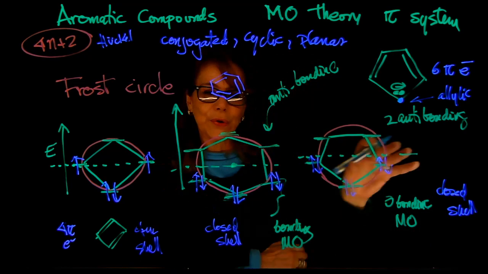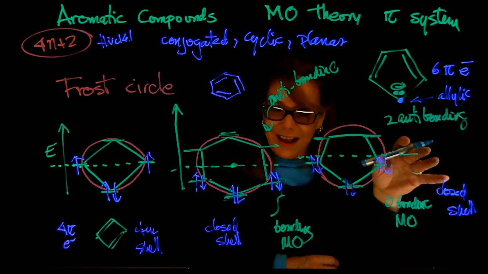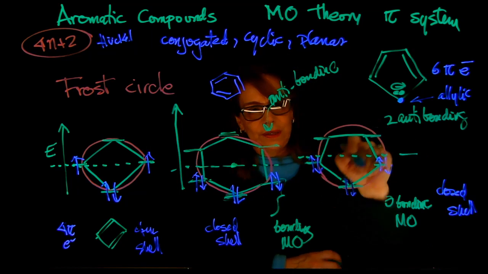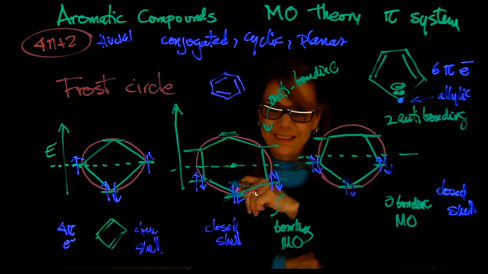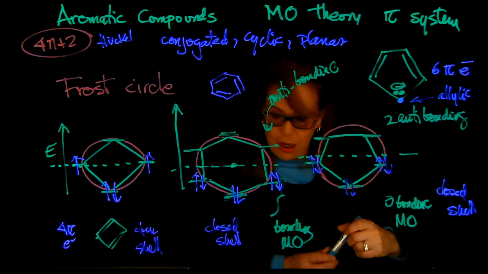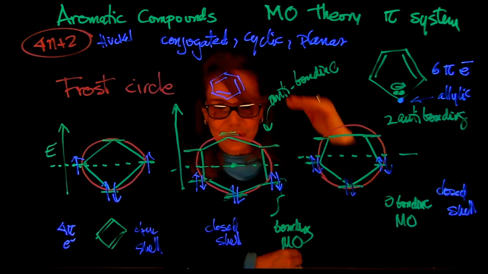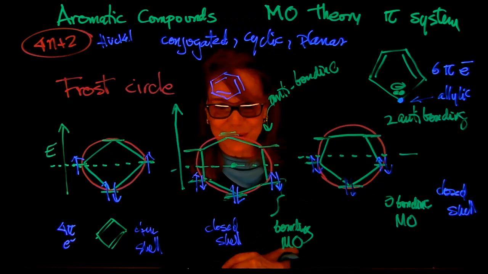And so here we're using the Frost circle. You can do this for a larger size polygon, but always remember that we need to put the polygon inside a circle with one vertex down. When it cuts the circle, it gives you the energy level of the molecular orbital. Then you place pi electrons from the bottom up, complying with the rules when you do electron configurations.